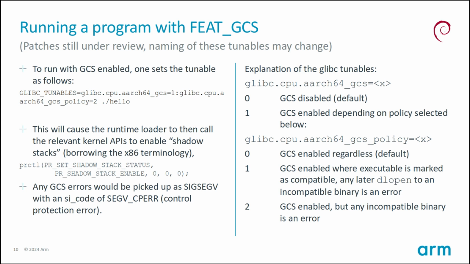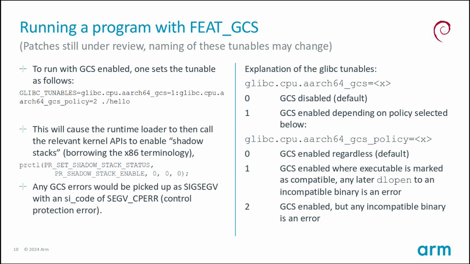enabled, and it will perform some checks on whether or not the executable is marked. And the runtime loader will ask the kernel, please enable GCS for this process, or for this thread of execution that's going on. The tunables are reasonably simple. The high level one is switch it on, switch it off.